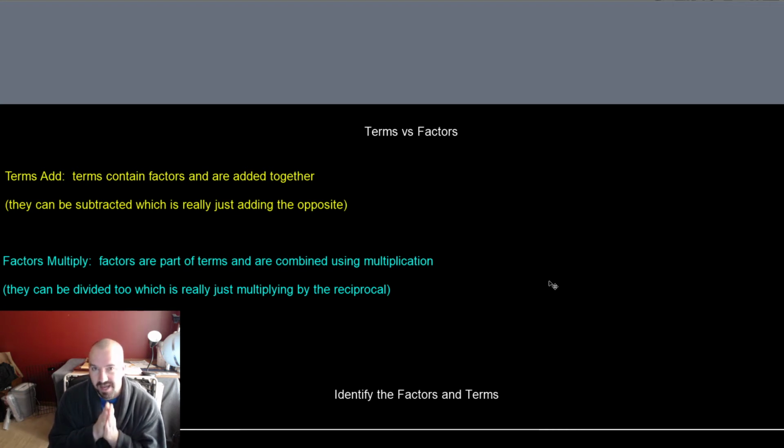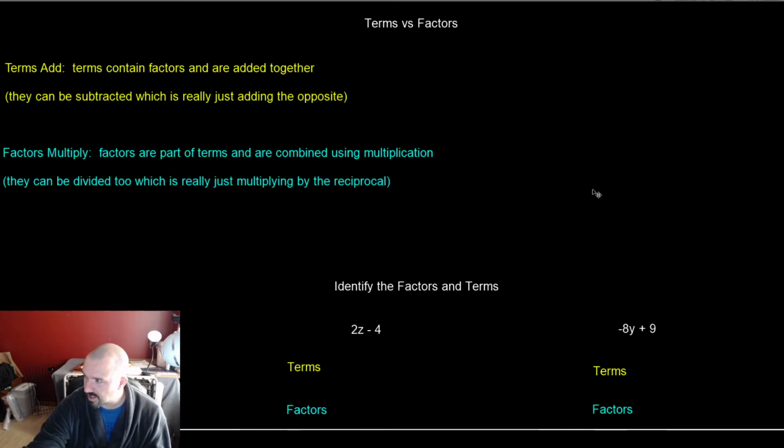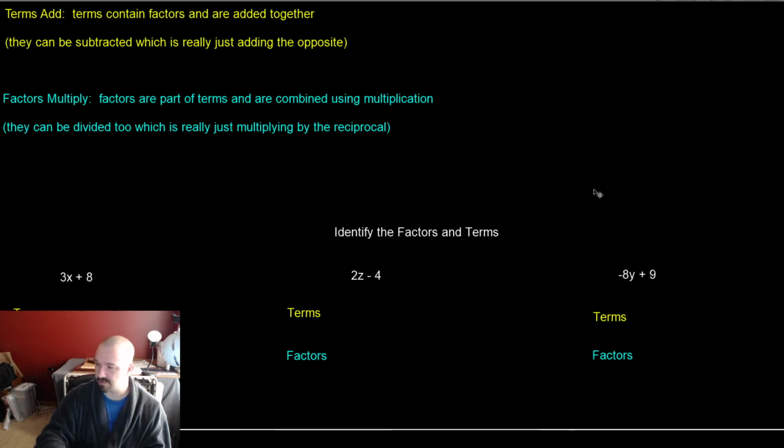Terms are added, which means we can also add a negative, which is going to feel like subtraction, but you're still adding a negative, so the term in the case of subtraction will be negative. Just be careful on that one. Factors multiply, they also can be divided, but again, you're multiplying by the reciprocal, so you kind of flip it, that sort of thing. So let's go down and have some examples here.